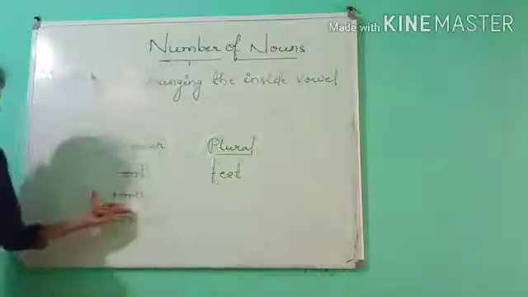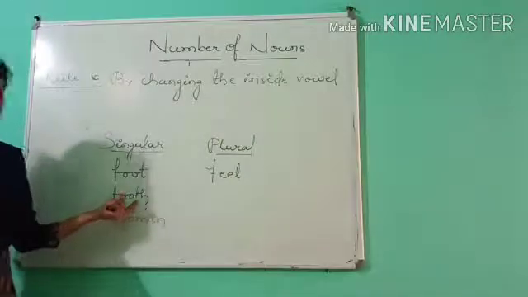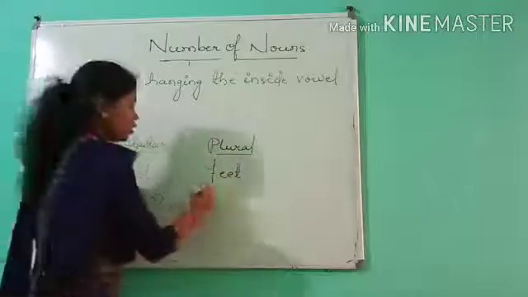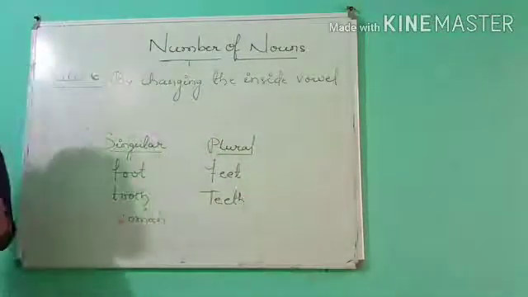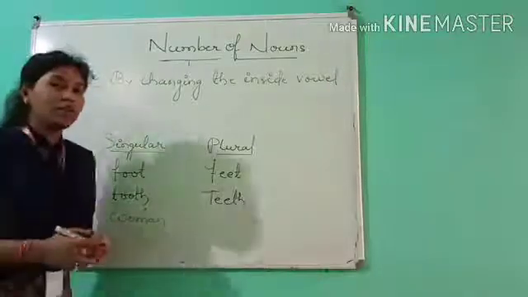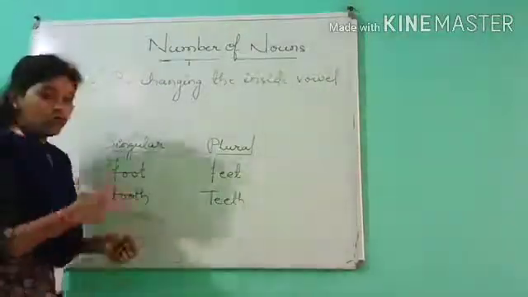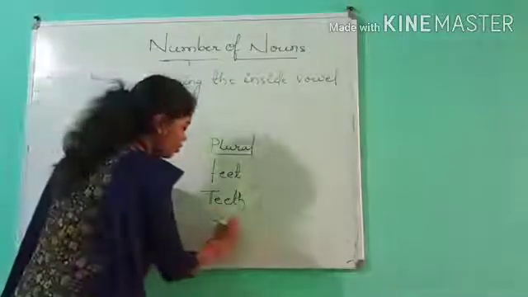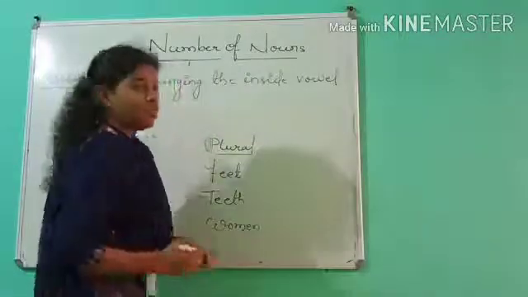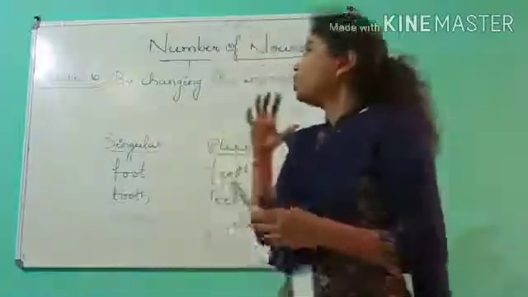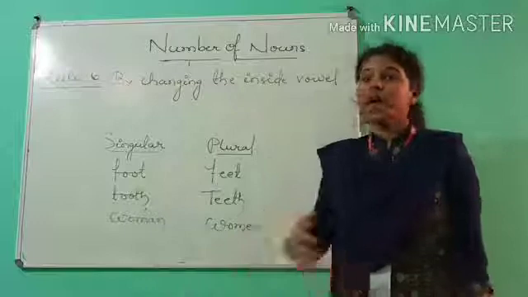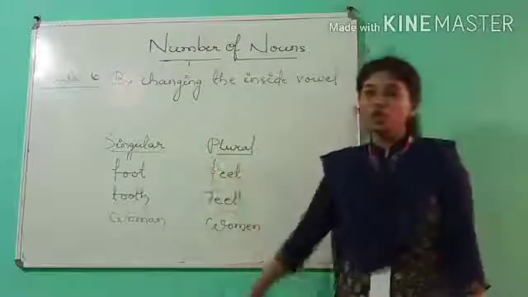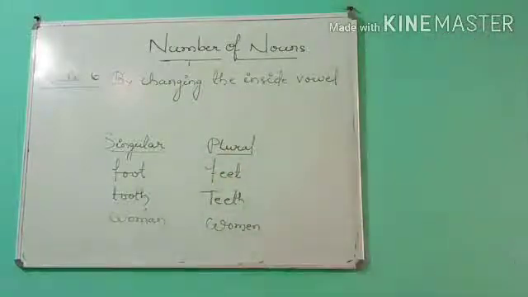Right? So here there is another word, again 2 vowels, that is tooth. So we need to write here teeth. Right? Yes. And the last word is woman. Instead of woman, we will add here E to it and make it women. What is that? Women. So this is rule number 6, which says that in the singular form where there is a vowel, we need to change it and make the plural form, like foot is feet, tooth is teeth, and the last one is woman, that is women.